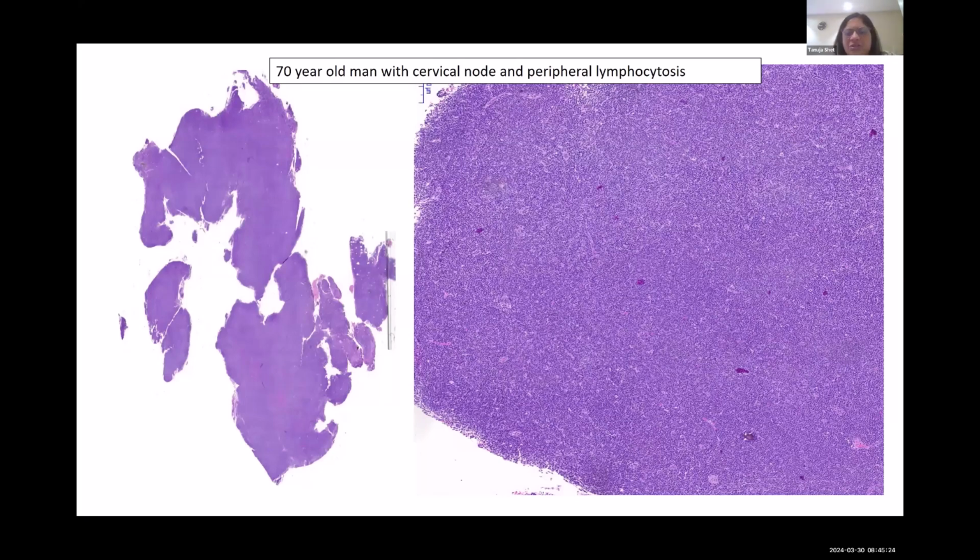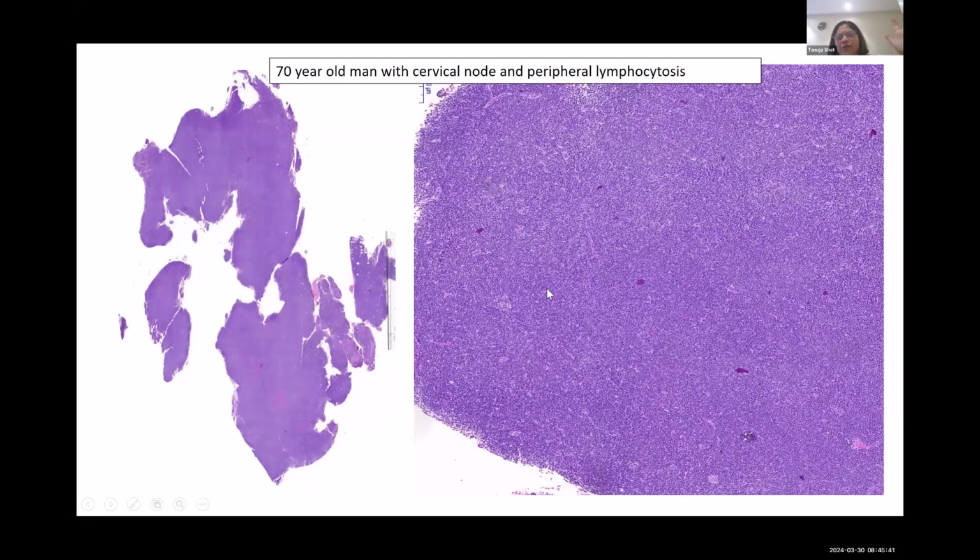Okay, so this is a 70-year-old man with cervical node and peripheral lymphocytosis. And there's a lot of noise. Can somebody just switch off the mobiles, please? So anyway, this is a 70-year-old man with peripheral blood lymphocytosis.